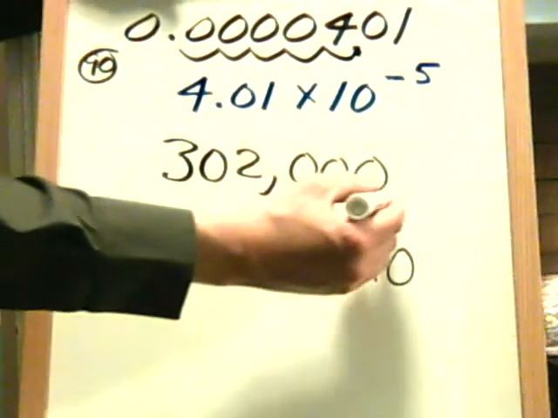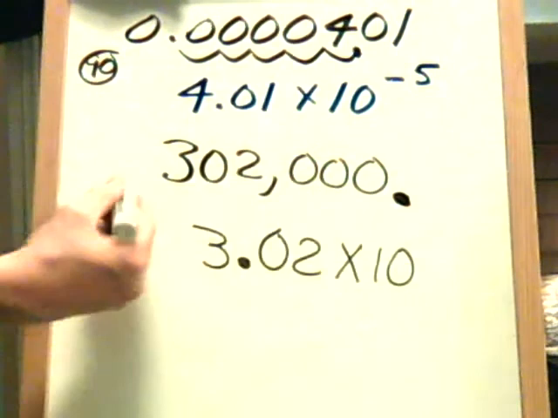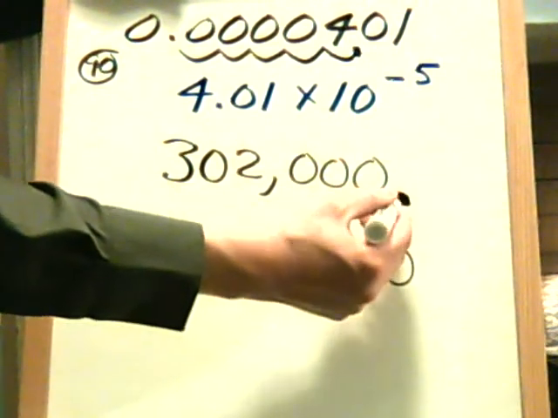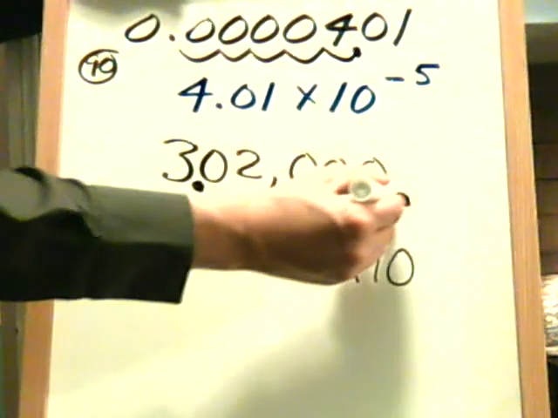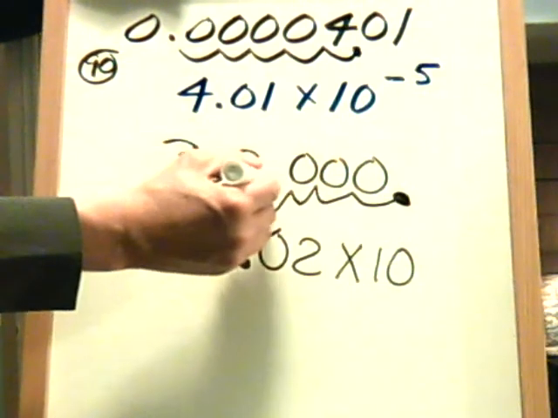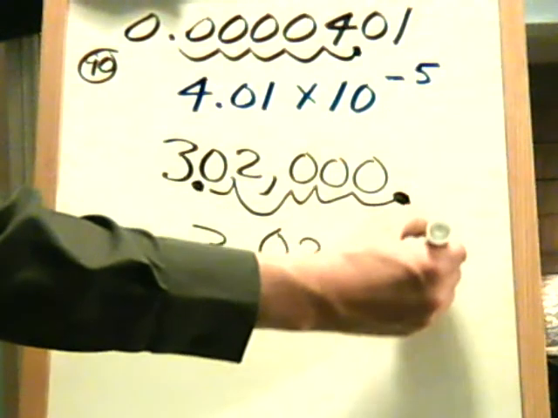So the original decimal point on this number, 302,000, is here. The decimal is all the way to the right of your number. And we're moving it to here for scientific notation. So it moves 1, 2, 3, 4. Don't count the comma. 5. So that is to the 5th.